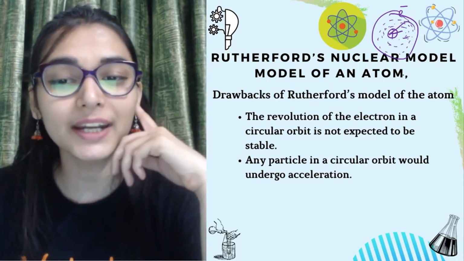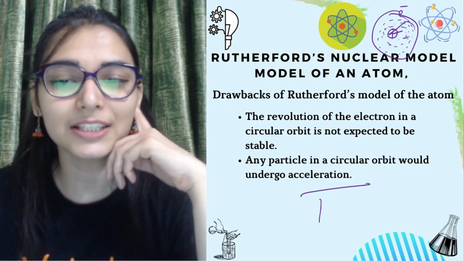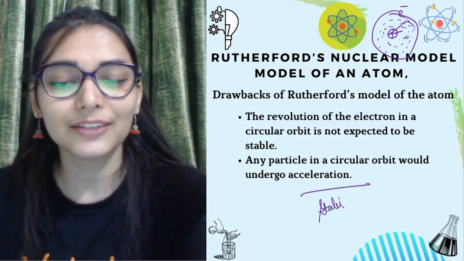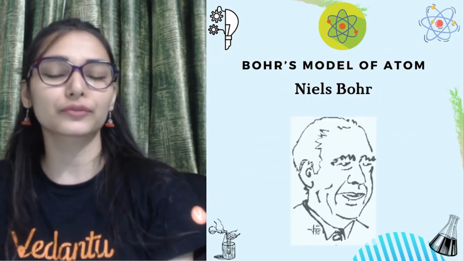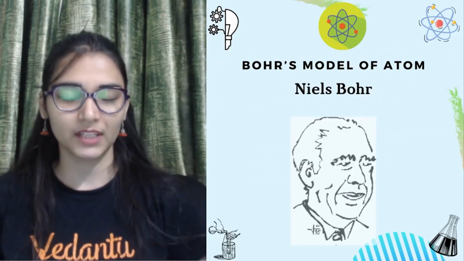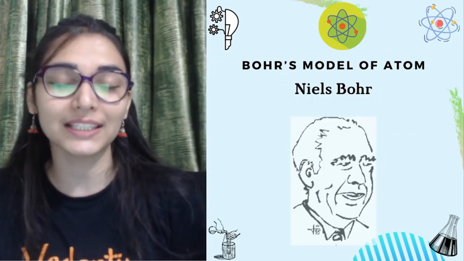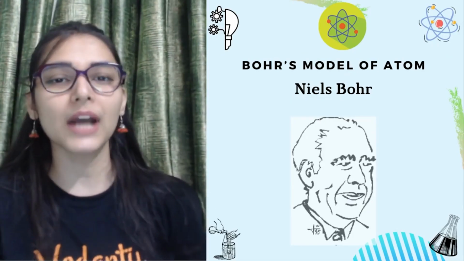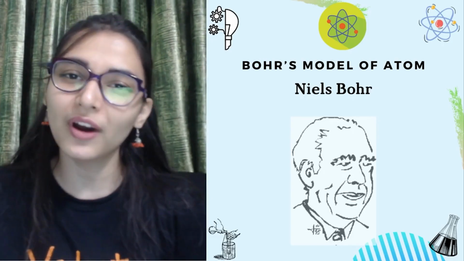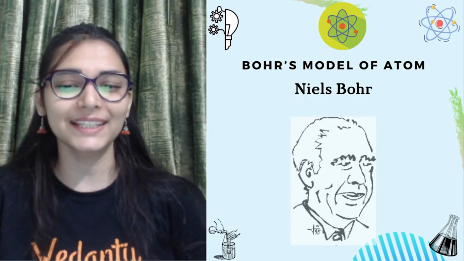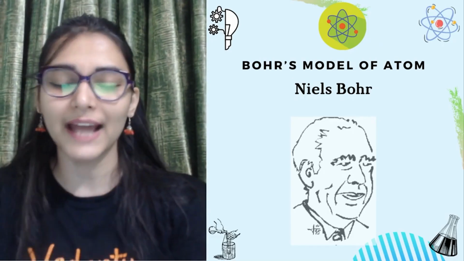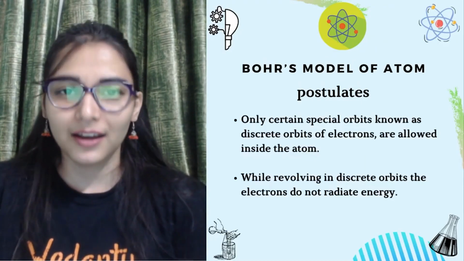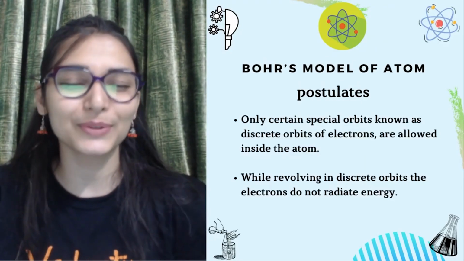So he was not able to justify the stability of an atom, and this led to the failure of Rutherford atomic model. You didn't explain the stability. That was the most important thing. Then who comes into the picture? Then comes Bohr's model of an atom. Okay, Niels Bohr comes into the picture, and he was like, okay, dude, I'm going to give you a solution.